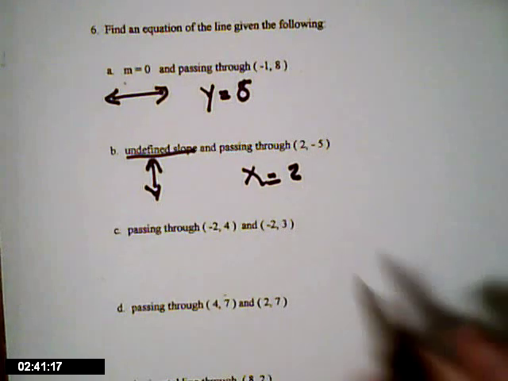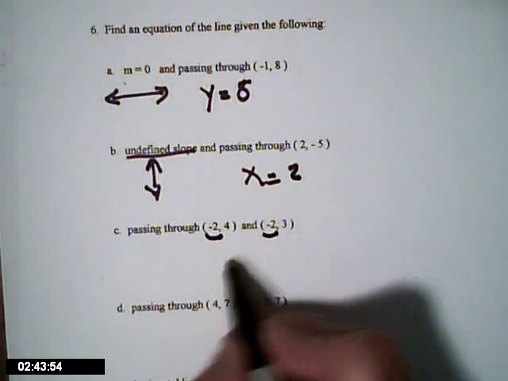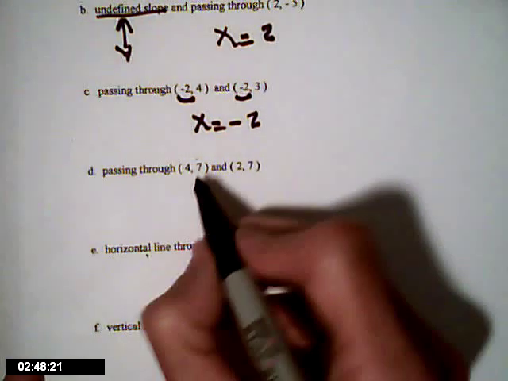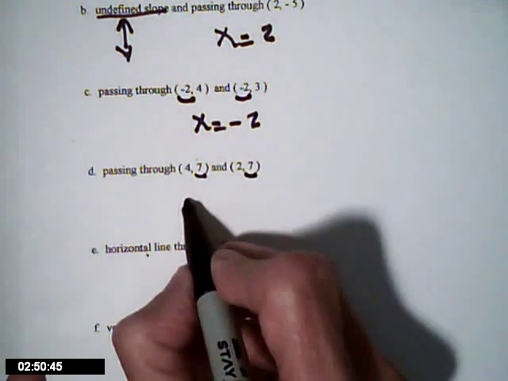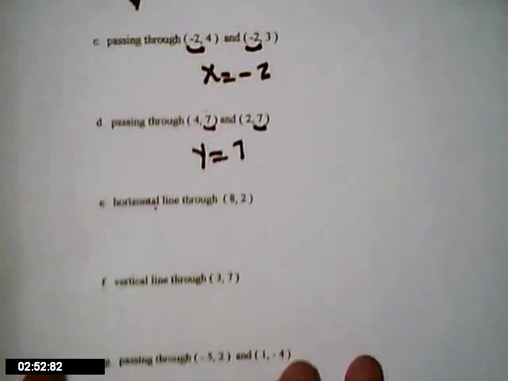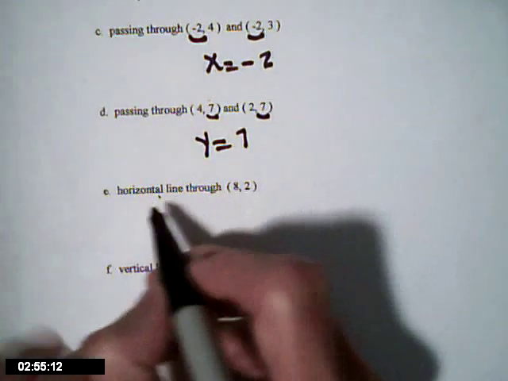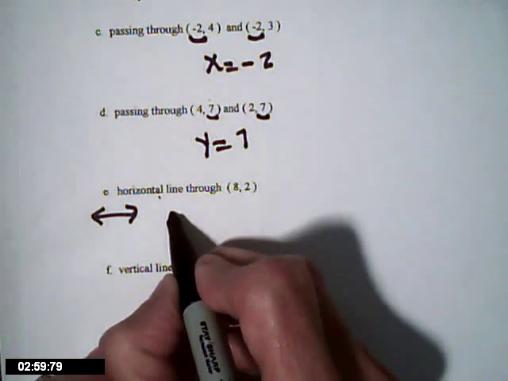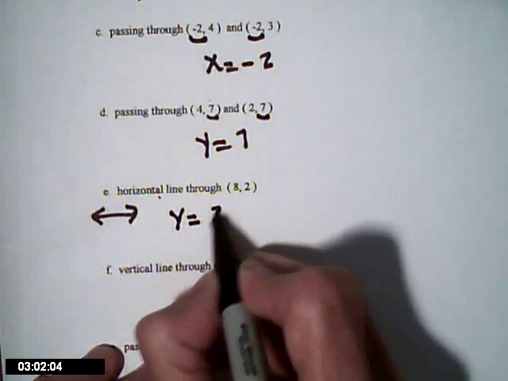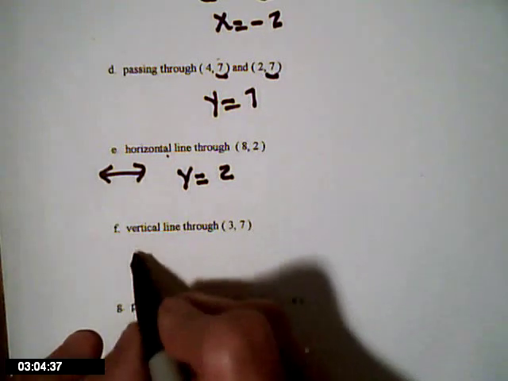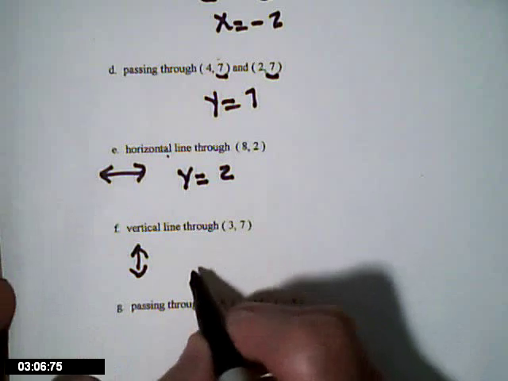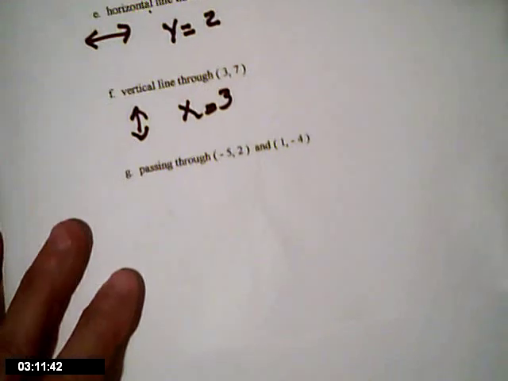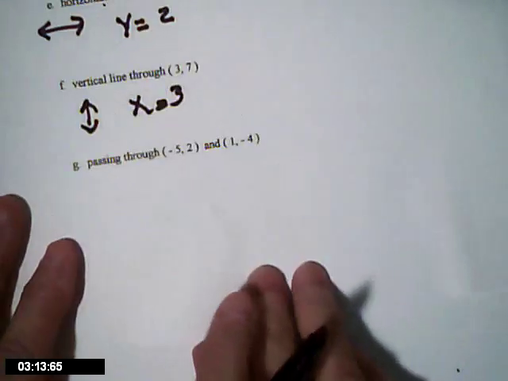A line passing through these 2 points, and if you'll notice, the trick there is that both of the x's are the same. In D, these 2 points, both of the points have y equals 7. A horizontal line. Now remember, a horizontal line should seem to be x, but it's the other one. It's y equals 2. A vertical line would seem to be a y line, but it's the other one. It's x equals 3.